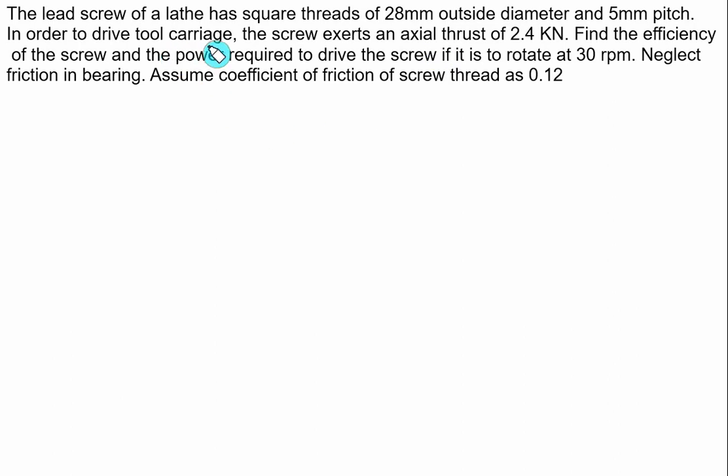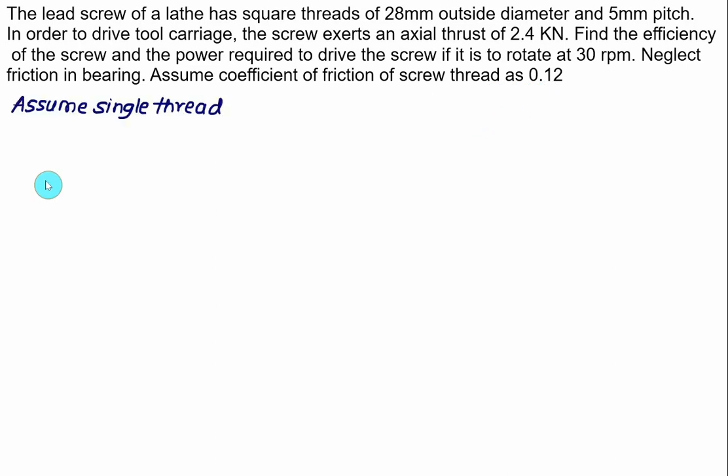In order to drive the tool carriage, the screw exerts an axial thrust, that is the W value we have to take as 2.4 kilonewton. Find the efficiency of the screw and power required to drive the screw if it is rotated at 30 rpm. Neglect the friction in bearing, that is the collar friction. Only the torque due to the screw and nut you have to consider. Assume the coefficient of friction of the screw thread as equal to 0.12.